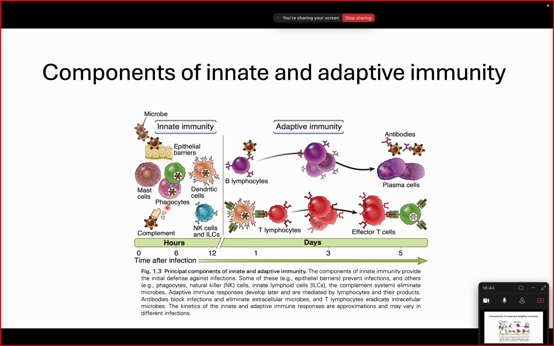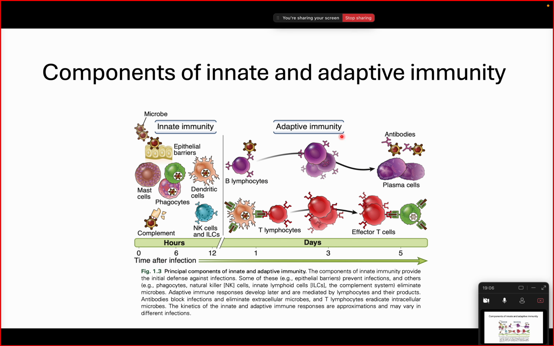phagocytes, which phagocytose the microbe, dendritic cells, which are antigen presenting cells, NK cells and ILCs. And then ILCs basically they are lymphoid cells only. So it can be neutrophil, basophil, all those things. Okay. And then the complement system, which we have not yet discussed.